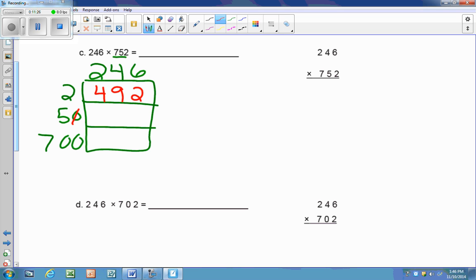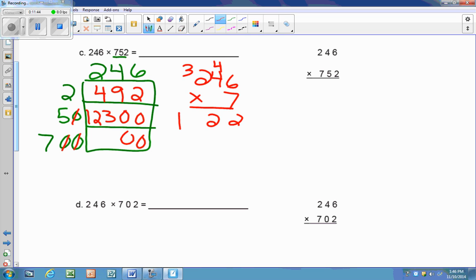The 0 rule still works. And 2 more zeros. Some of you might need to do this on the side. And I'm going to put my numbers back in. I'm going to make sure that I realize that 1 is there, so I'm going to rebox that. So now I can add them.